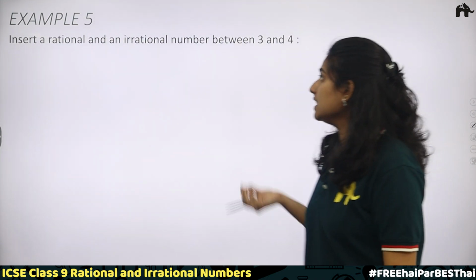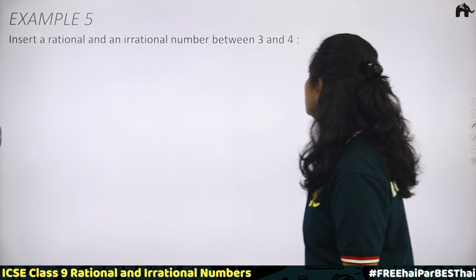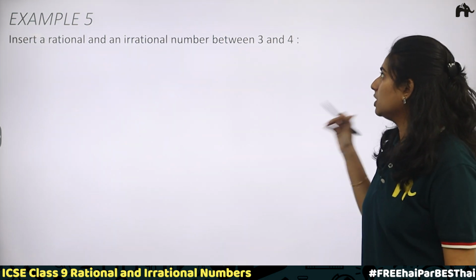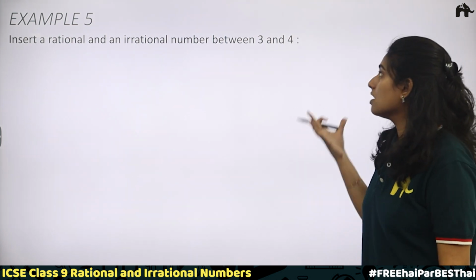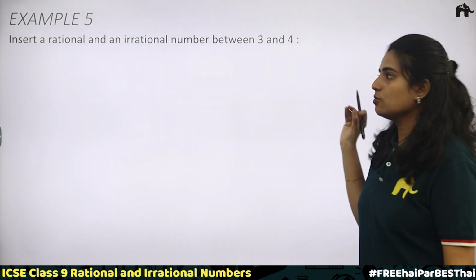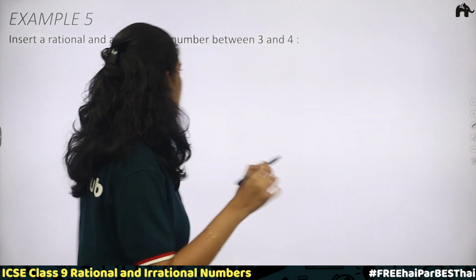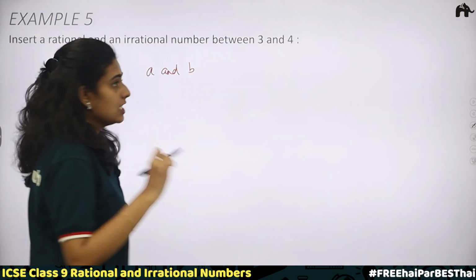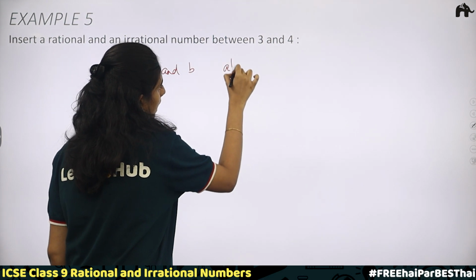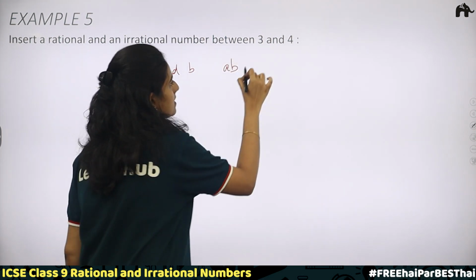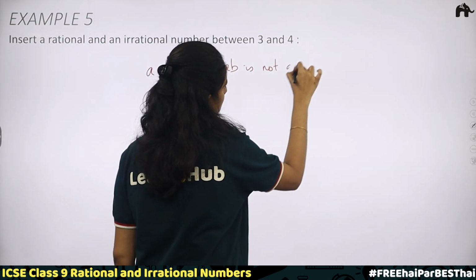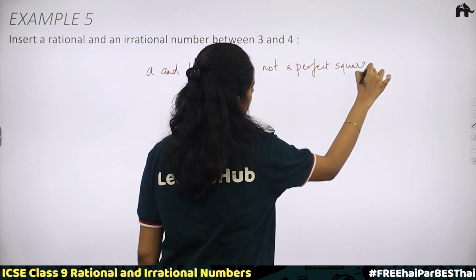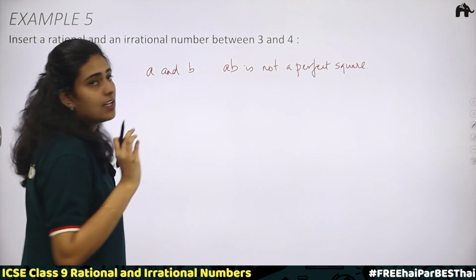Fifth example, insert a rational and an irrational number between 3 and 4. This is very important. How to insert a rational and an irrational number between 3 and 4, between any two numbers. For this, what you have to do is, if A and B are two numbers such that AB when taken is not a perfect square, it is not a perfect square. In that case, you will be getting rational numbers.